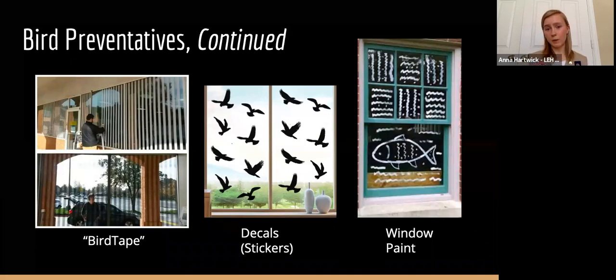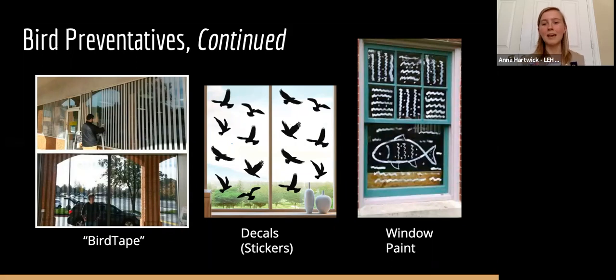Now, our last example is window paint. When I say window paint, we're specifically referring to tempera paint, which is non-toxic and long-lasting. I've actually used window paint before, as my dad just said in the chat.